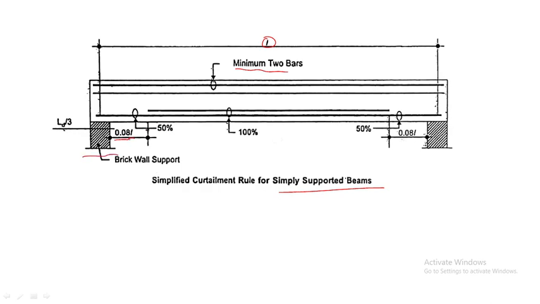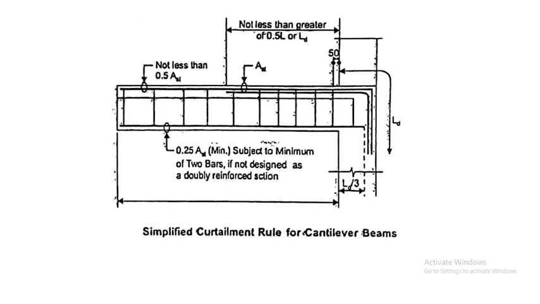So this is a brick wall support, here also a brick wall support, right? Next, the simplified curtailment rule for the cantilever beam. LD is the development length, this one you have to calculate. So not less than the greater of 0.5L or LD. You can see here also one, this one and this one. There are 2 bars again. So these are all stirrups, don't worry about this one. These are the main bars, this is 1, this is 2.